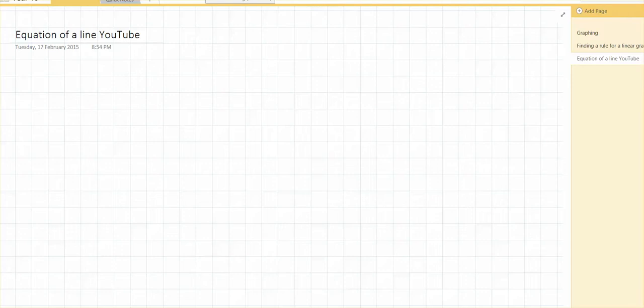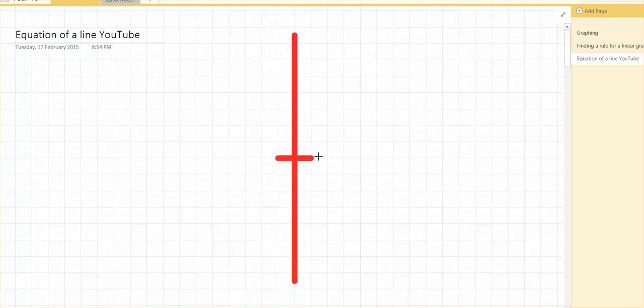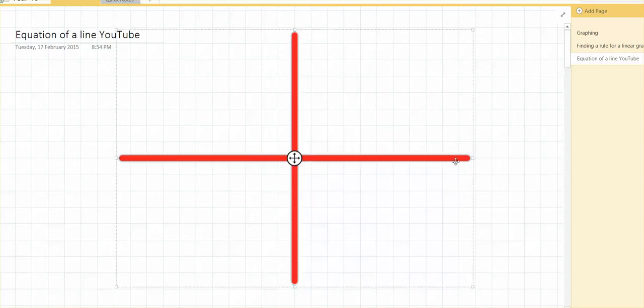Right, so we're going to look at how to find the equation of a line given 2 points. Firstly, I'm just going to put a coordinate axis together, like so. And then we'll have a look at 2 points on the XY axis. This is the X axis and this is the Y axis, as you know.